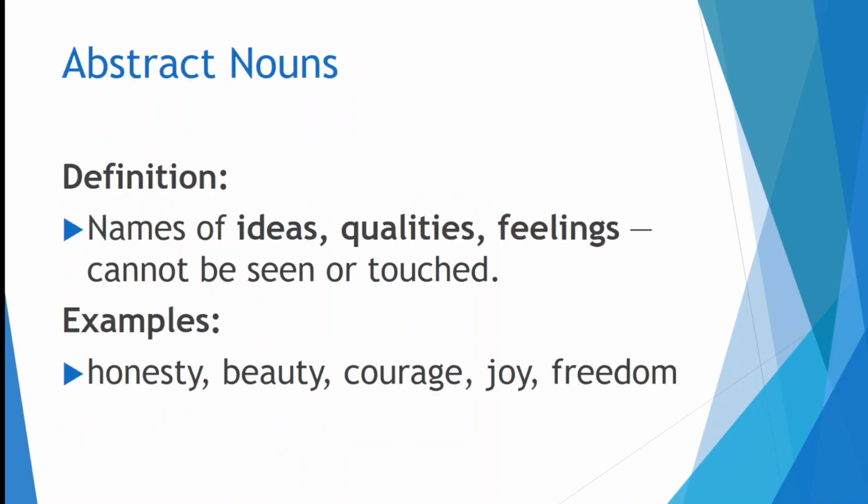Fourth one is abstract noun. There are certain nouns that we cannot touch, we cannot see, right? So, abstract nouns are the names of ideas, qualities, or feelings that cannot be seen or touched. For example, let's take honesty. Honesty we cannot see or we cannot touch, right? The other person can feel if you are honest. More than that, we cannot touch or see it. Beauty, courage, joy, freedom. When I say I enjoy my freedom, I cannot show this is my freedom, right? Only I can enjoy it. I cannot see or I cannot touch my freedom. So this is abstract noun.